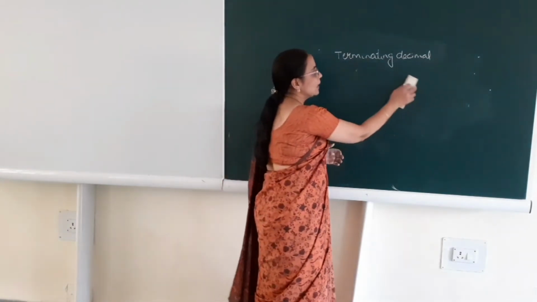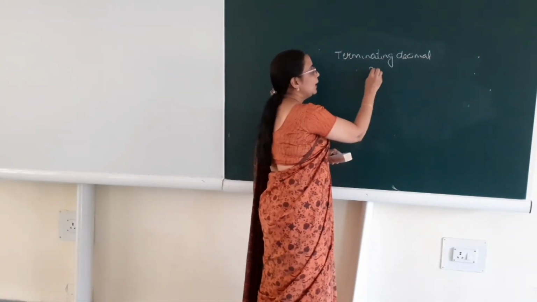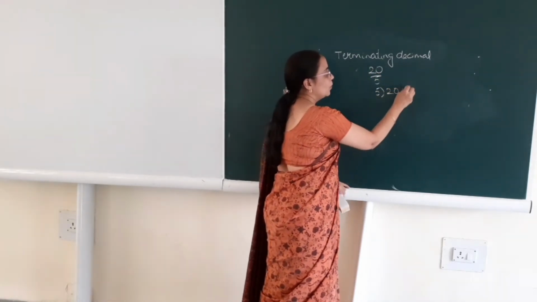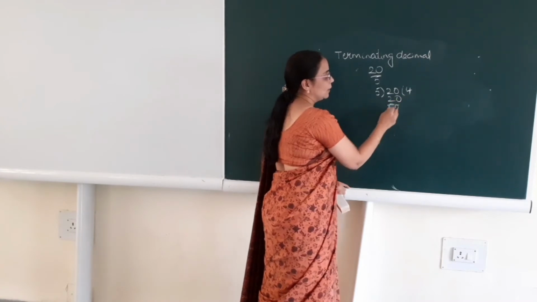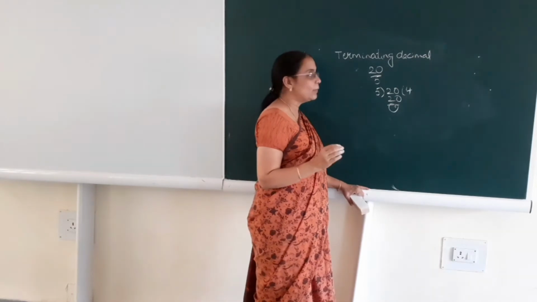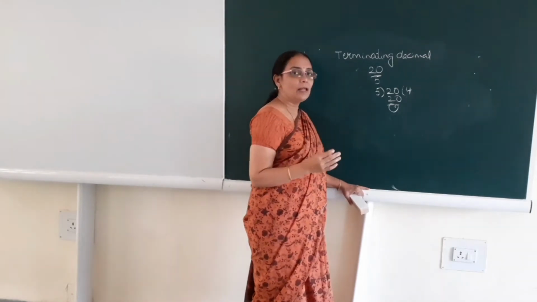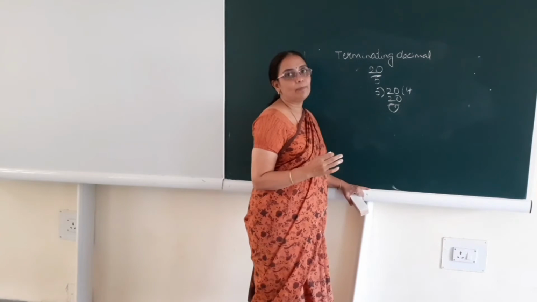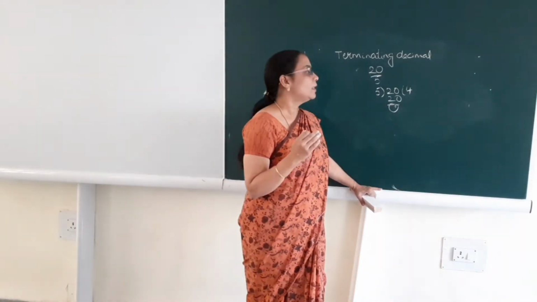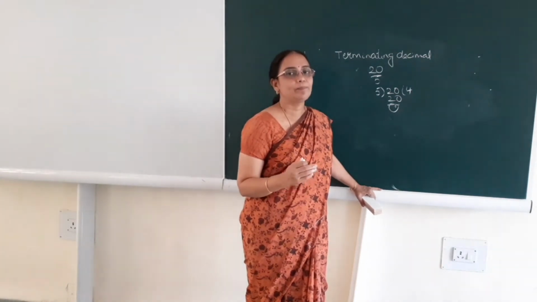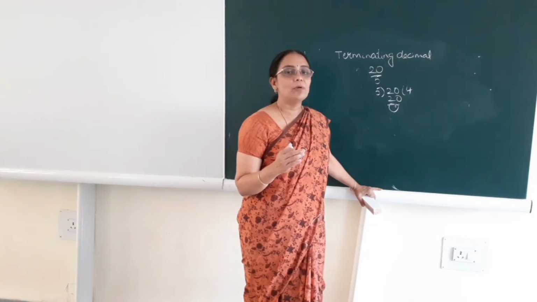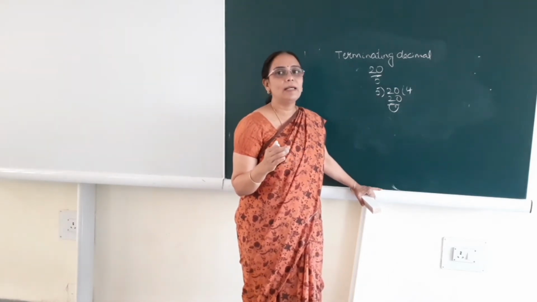For example, let us take an example like this, 20 upon 5. Now 5, 20, 4 times 20. The remainder is 0. Then 20 upon 5 is a terminating decimal. Then if it doesn't terminate, if the remainder is not 0, we call it a non-terminating decimal. If the remainder of any number is not 0, we call it a non-terminating decimal.